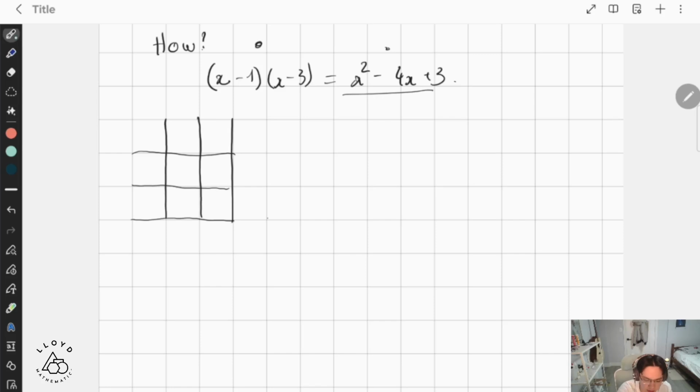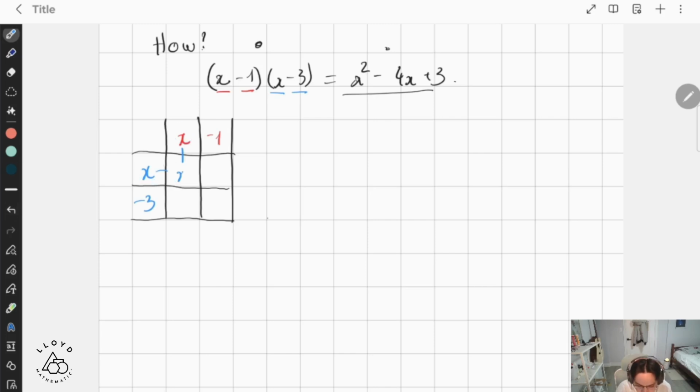So I will put the numbers in the table. For x, I put x. Here's -1, I put -1 here. And also for this one is x, and this one is -3. So right now, as this square, I need to multiply two of these numbers together.